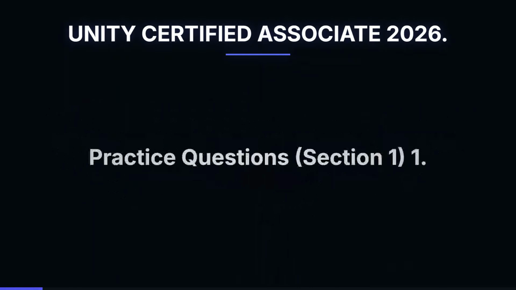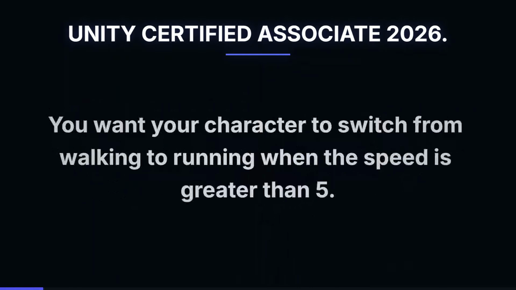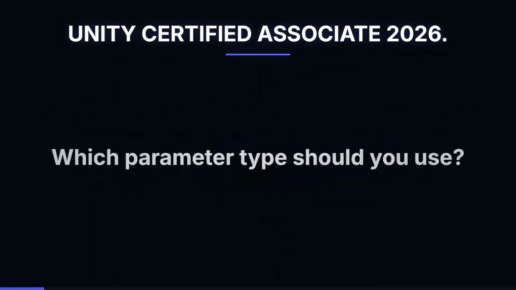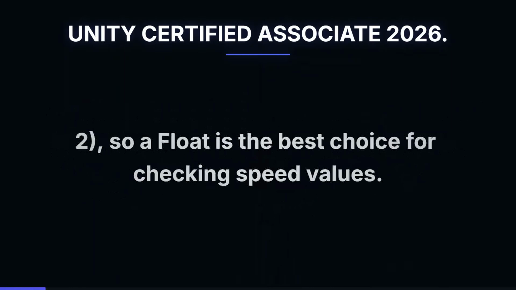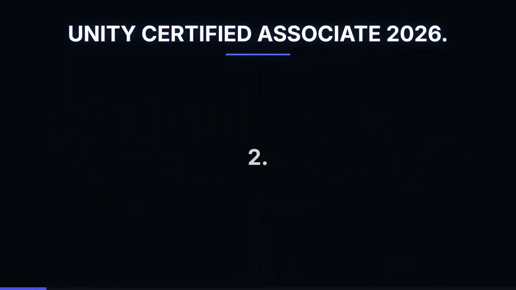Practice questions, Section 1. 1. You want your character to switch from walking to running when the speed is greater than 5. Which parameter type should you use? Answer: float. So a float is the best choice for checking speed values.